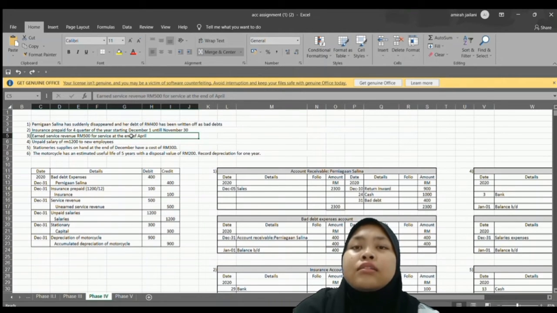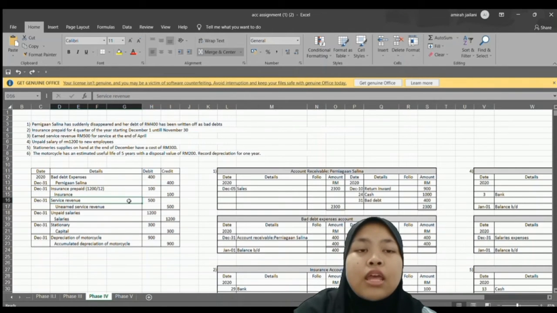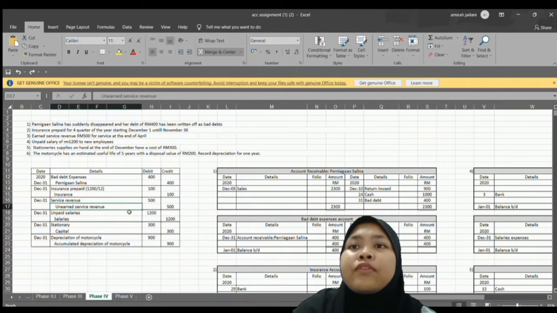For number 3, Sunshine Computer Sales and Service has earned service revenue 500 for service at the end of April. So dekat sini sebenarnya perniagaan tu dah menerima duit daripada servis, tapi mereka masih belum melakukan servis tersebut kerana servis tersebut perlu dilakukan pada bulan April. Jadi apa yang perlu kita buat ialah we need to debit 500 to service revenue and credit unearned service revenue.